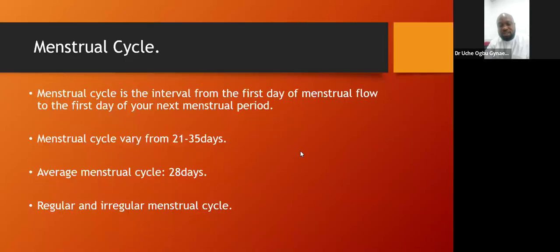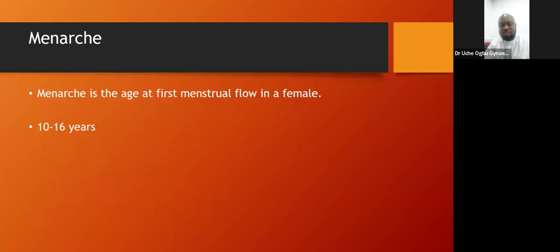Then if by 14 years, the person has not started seeing her menses, and there is no sign of female secondary sexual development, such as no breast, no axillary hair or hair on the pubic region, it is also a concern, and it's advisable for you to see a gynecologist so that they will investigate the cause of the delay.